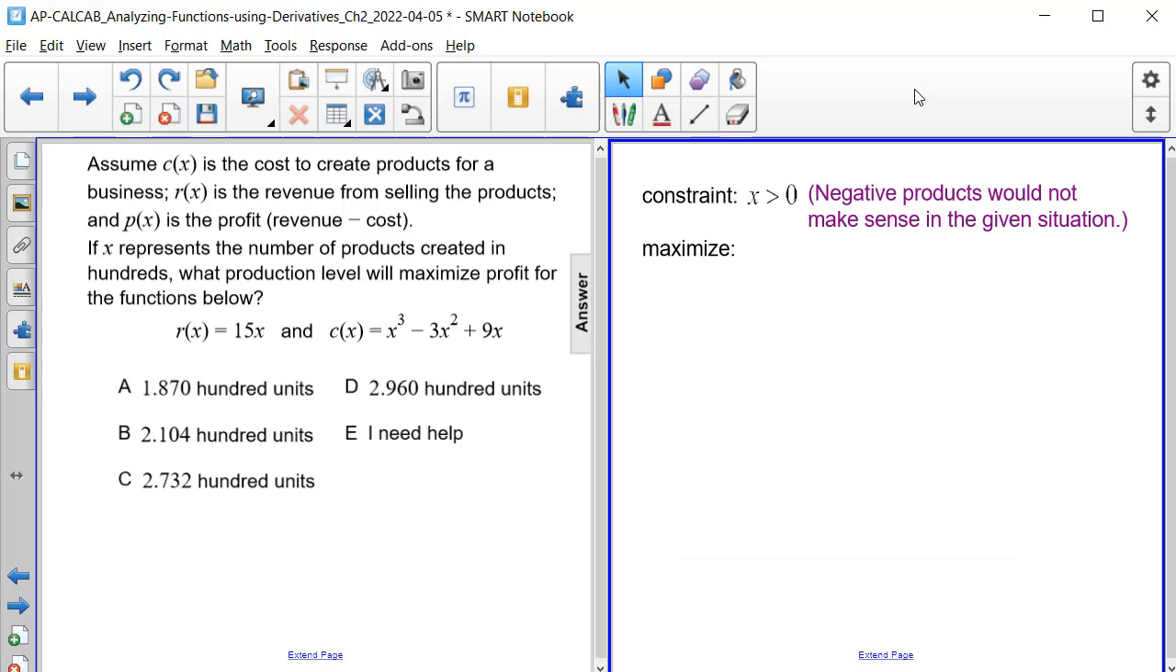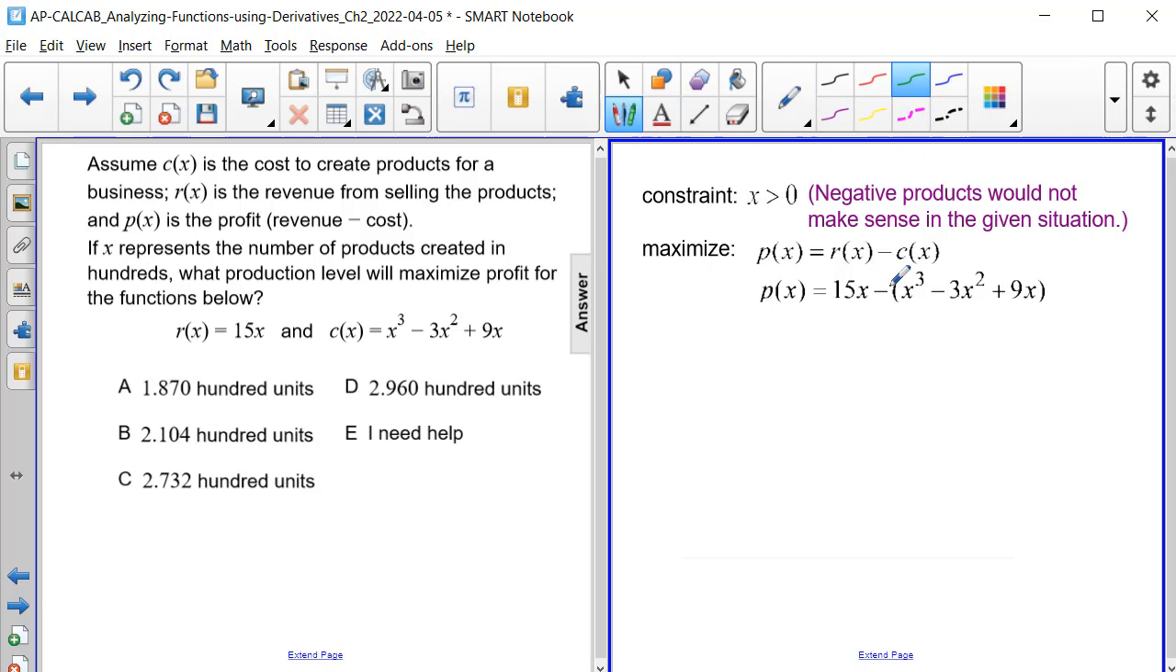Step number 3 is to decide on the equation that needs to be maximized or minimized and write that equation in terms of only one variable. Well, we're looking for the profit to be maximized, and profit is revenue minus cost, or P of X is equal to R of X minus C of X. And now we can substitute R of X and C of X into our profit formula. And then from here, we're going to simplify our profit function.